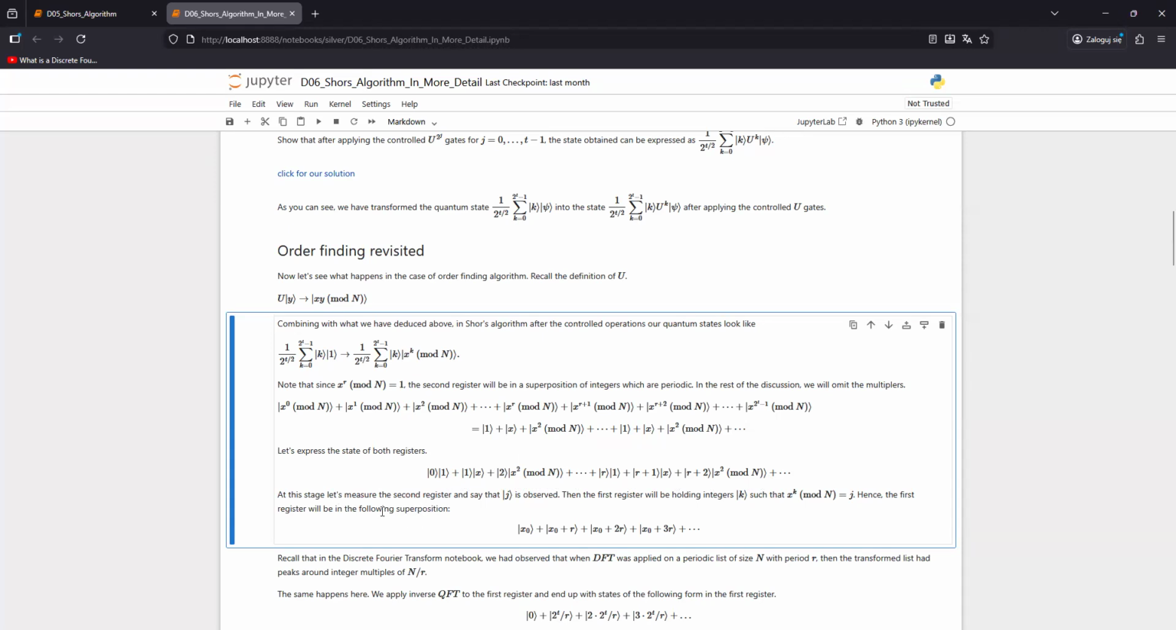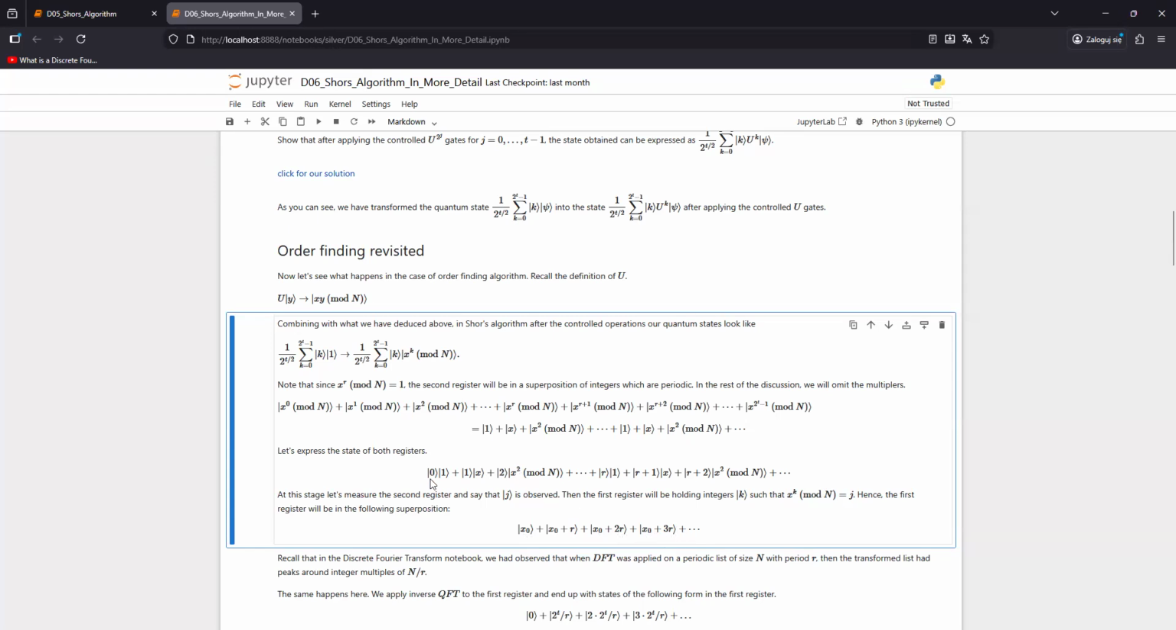So now, if you measure the second register and say you have some number j, the first register will be holding the integers k we talked about a few months ago, such that if we raise them to the power of k and calculate the remainder, we will get the observed number j. So in other words, we can express the first register in such a way. Here you can see some kind of a pattern.